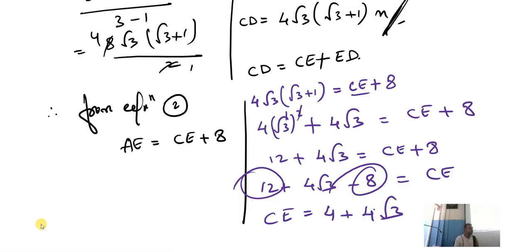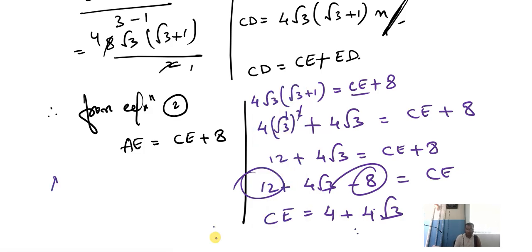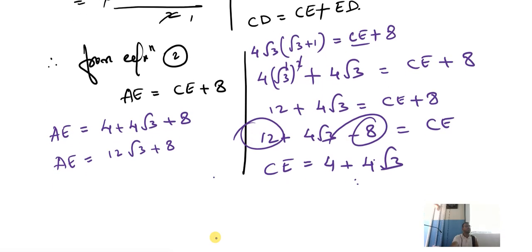Now let me substitute the CE value here. Then AE is equal to CE, which is 4 plus 4 root 3, plus 8. Then AE is equal to: number we should add with number only, root terms we add with root terms. 4 plus 8 is 12.